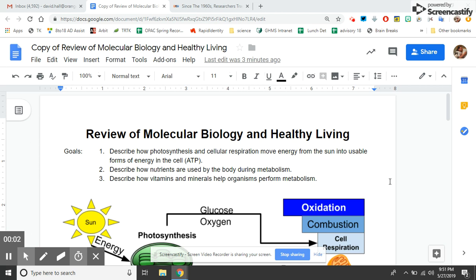All right, final review of the year. As far as the whole standard, this is a review of molecular biology and healthy living. We're going to talk about photosynthesis, cellular respiration, how all energy comes from the sun, how nutrients are used during metabolism, how vitamins and minerals help organisms perform metabolism.